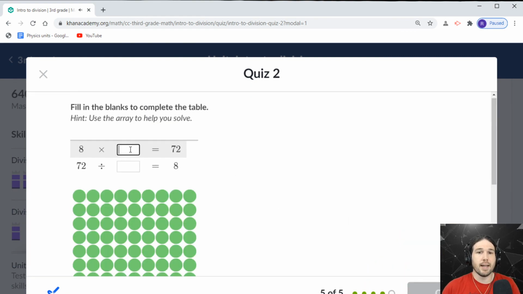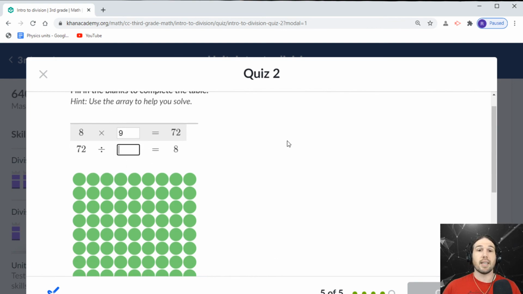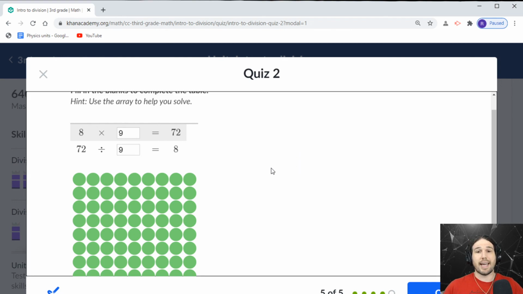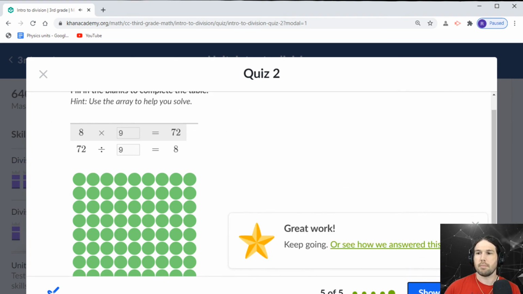And then finally, I happen to know that 8 times 9 is 72 because 72 divided by 9 is 8. Once again, I know I say this a lot, these are the same sentence. They are the same equation. They are equivalent. And that is quiz 2.